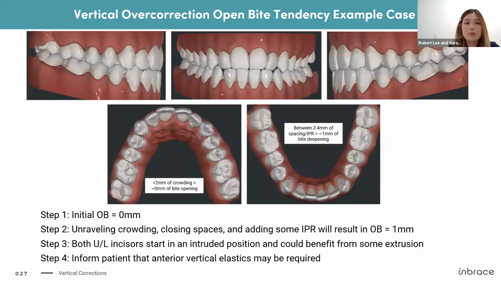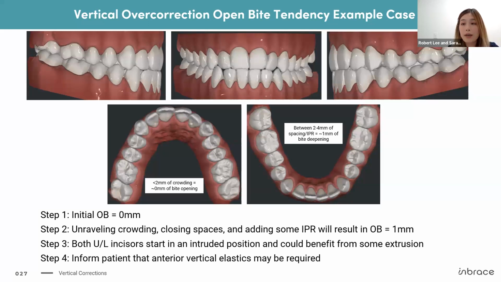So this is another example. This is a patient with an open bite tendency. On the upper arch, you can see less than 2 millimeters of crowding, so probably not having much of a bite opening effect there. On the lower, there's about 2 to 4 millimeters of spacing. And with the IPR that you are planning on the lower arch to help with that lack of overjet, you probably anticipate about 1 millimeter of bite deepening.